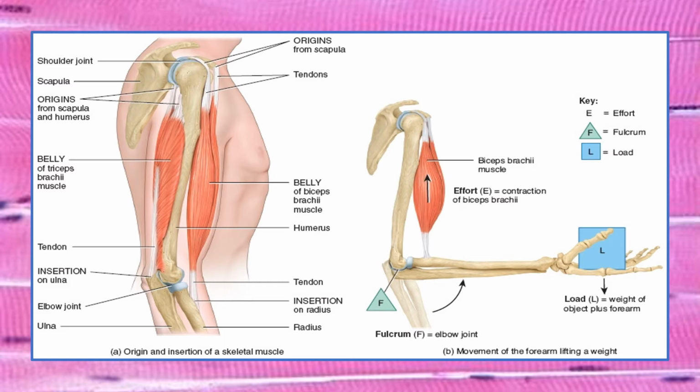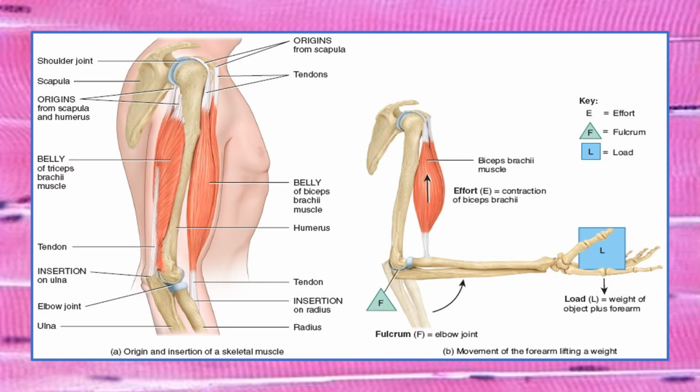The insertion point is the end of the muscle that is attached to the part of the skeleton that moves. Here we can see the insertion point is located on the radius bone of the forearm. Looking at portion B of the picture, we can see that the muscle is attached in such a way that it creates a lever to allow for the limbs to move.